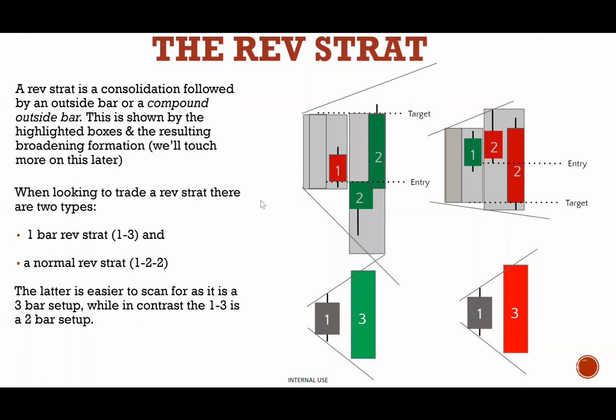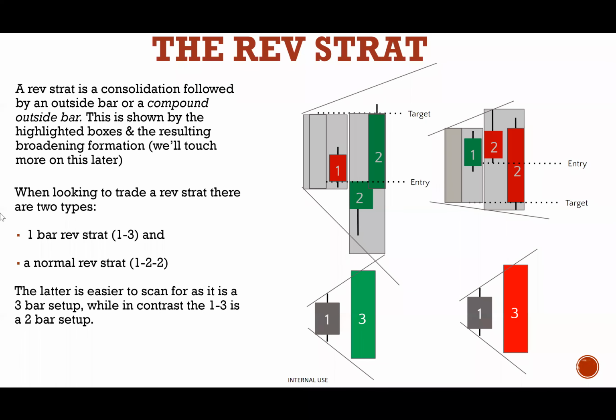The Rev Strat. A Rev Strat is a consolidation formed by an outside bar or a compound outside bar. This is shown by the highlighted boxes and the resulting broadening formations. We'll touch on more of this later. We'll actually be touching on that next week.